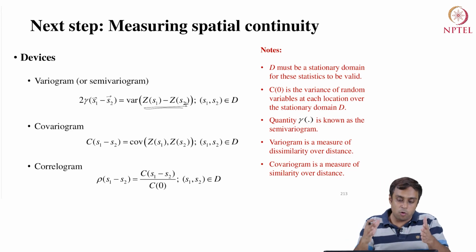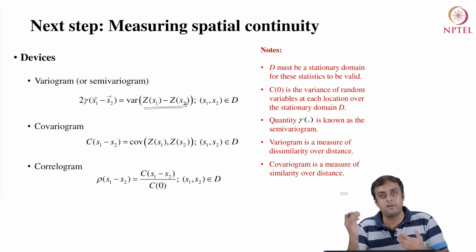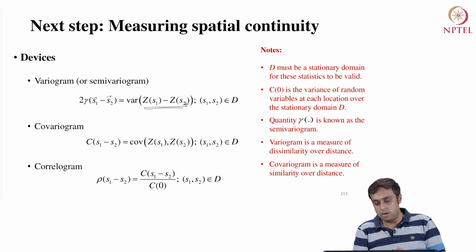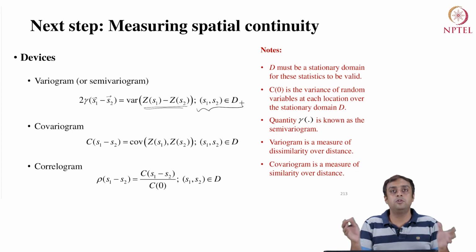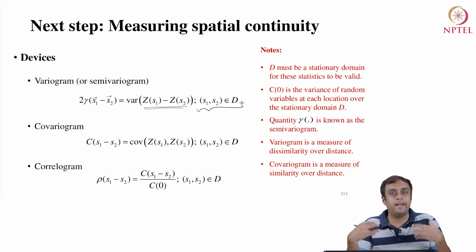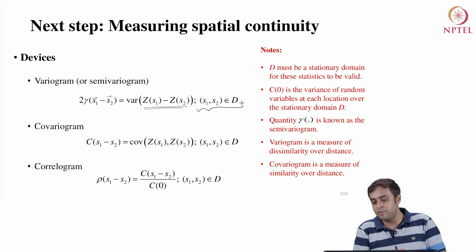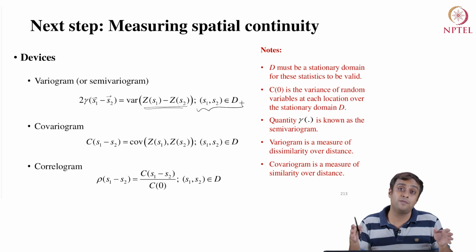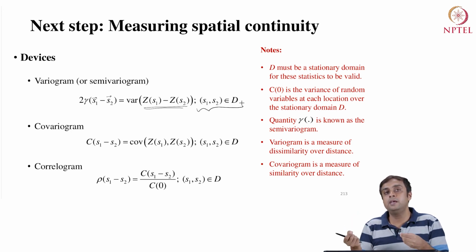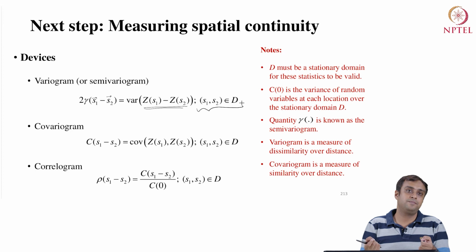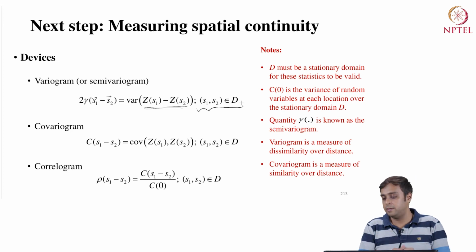So we will go over these devices or these measures one by one, but I have some notes for you on the right hand side of the screen, which I would like to go over before we go there. So all these measures are defined over a domain of analysis. As analysts, we choose this domain. We have talked about this quite a bit in this lecture series. So this D must be a stationary domain for any and all of these statistics to be valid. If we are working with a non-stationary domain D, then we cannot define a variogram, so the variogram remains undefined.